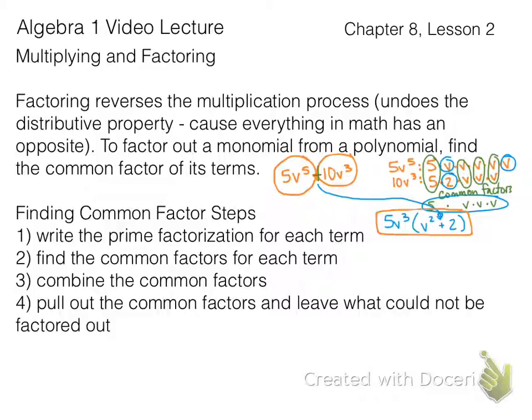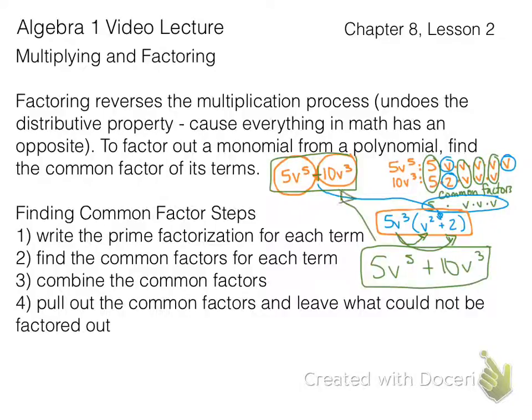So again, remember guys, factoring is the opposite of the distributive property. So if I can't distribute my common factor and get what I started with right here, then I haven't done my factoring correctly. So let's go ahead and double check real quick. If I have 5v to the 3rd times v to the 2nd, well, it's a total of 5v, so it should be 5v to the 5th plus 5v to the 3rd times 2 is 10v to the 3rd. So since I got the original problem back out, I know that this is in fact my answer right here.